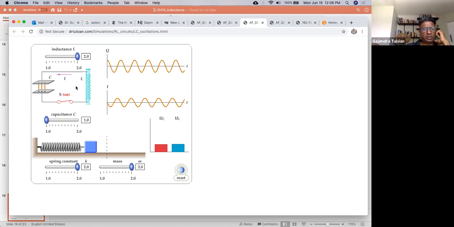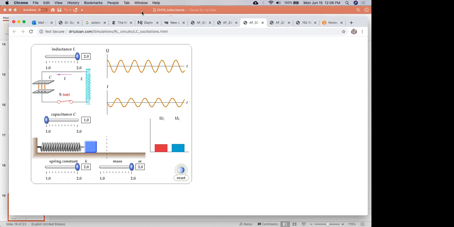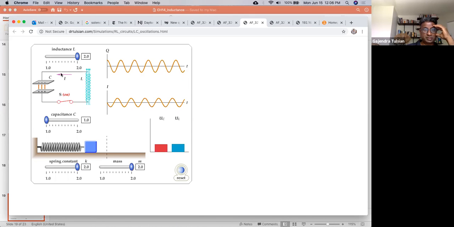So anybody know what this thing is used for? Has anybody come across this? Anybody? Have you guys heard of this? No. No? No. All right, so this is a basic tuning circuit. So this is at the heart of all wireless devices.